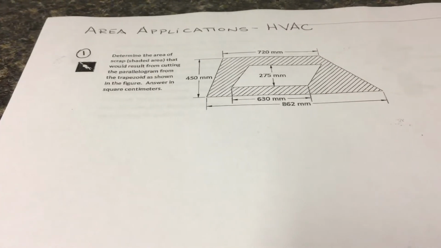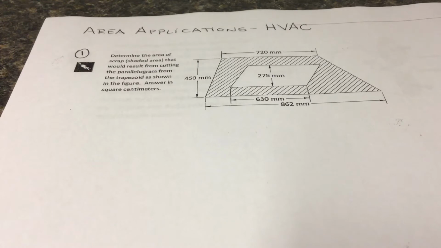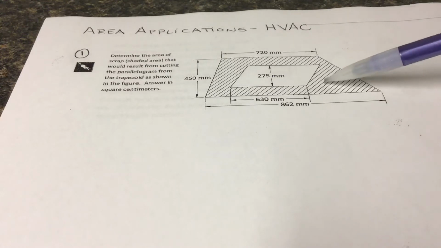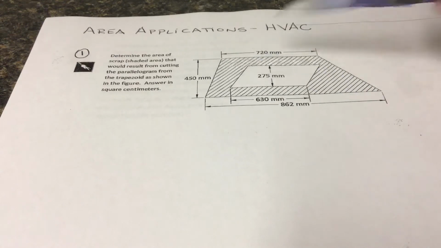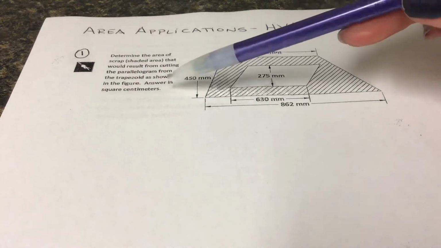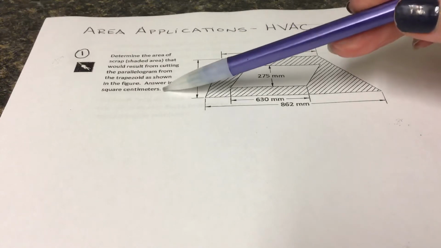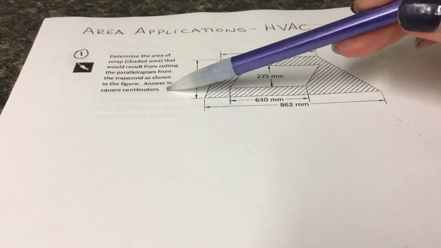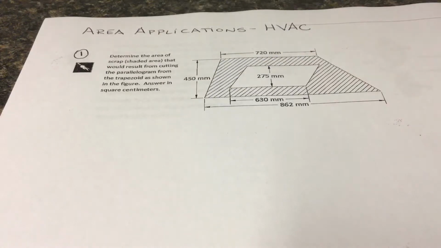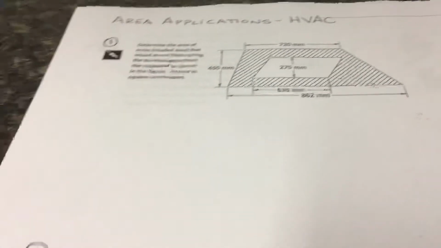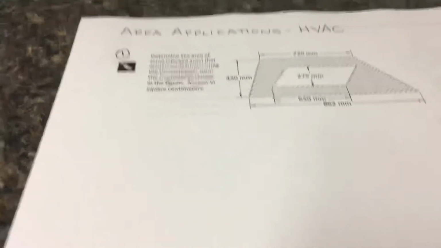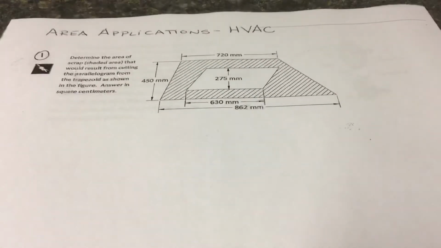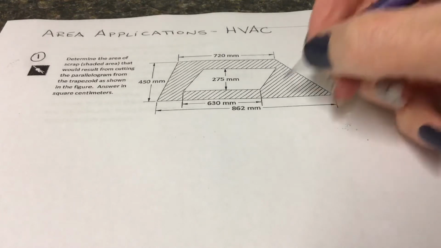Our first question is the area of scrap, the shaded region, that would result from cutting the parallelogram out of this trapezoid. And it says your answers in square centimeters. I'm going to show you a trick here at the end that will convert that. But we need to start by finding the area of the whole piece. So the whole piece is a trapezoid.